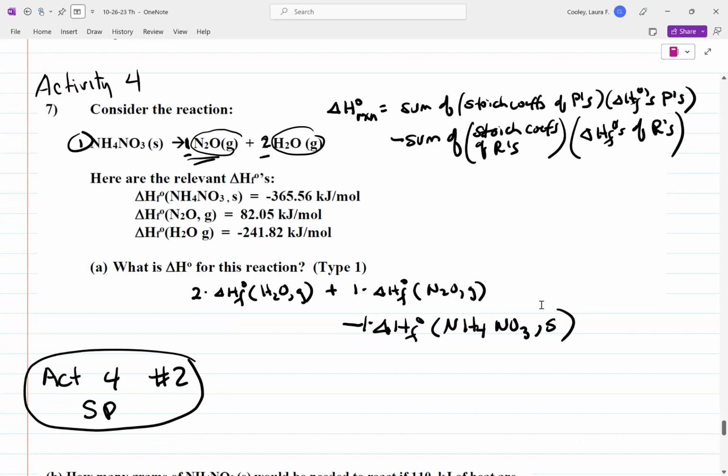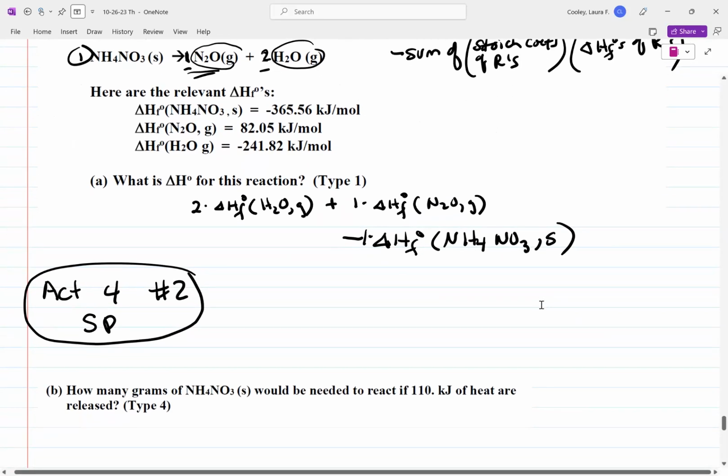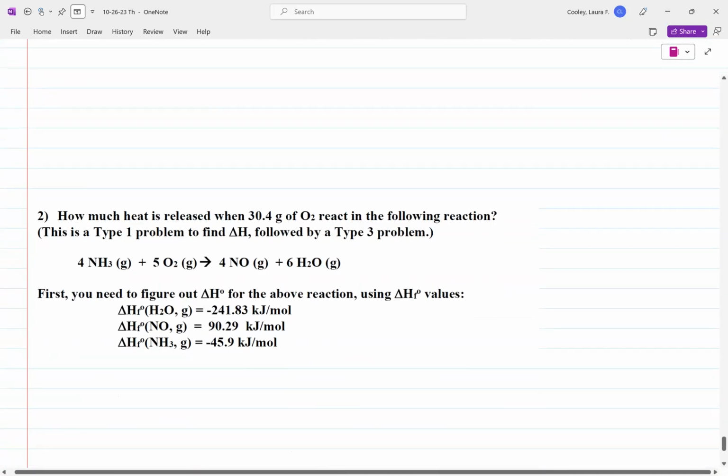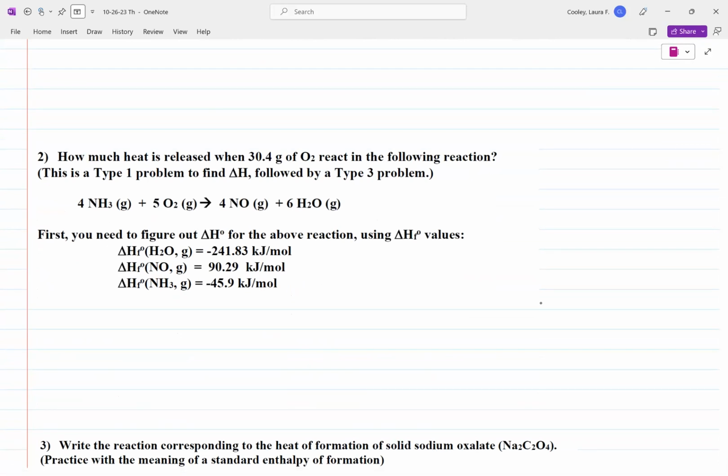There are plenty of examples to go over this. Activity 4, number 2 is another one. You have to do this a few times. You have to force yourself. This is the other one, number 2. If you want to work on this one, there's some good coefficients here. You want to find the delta H zero.